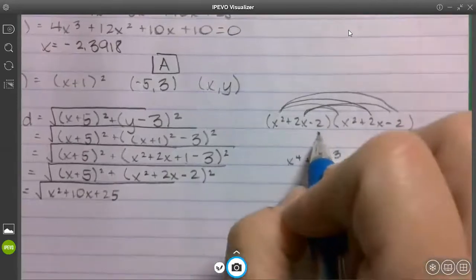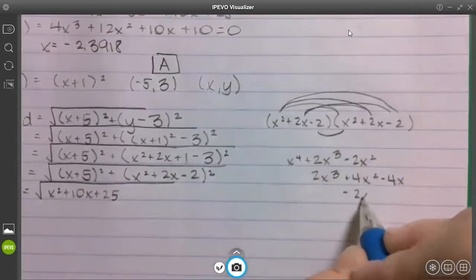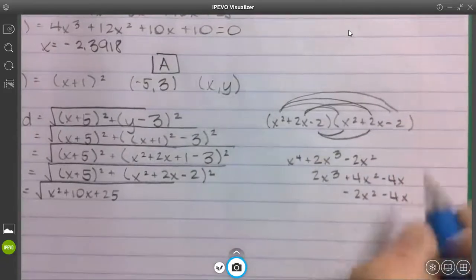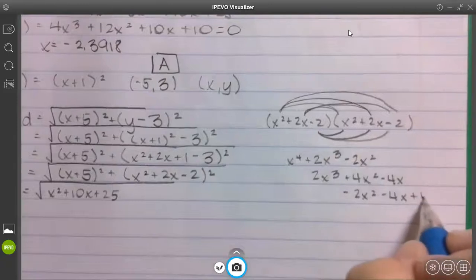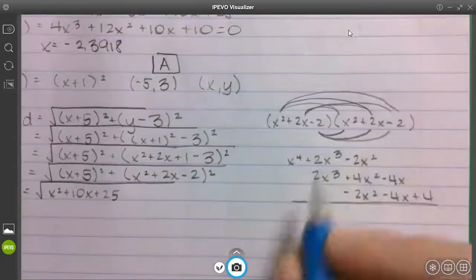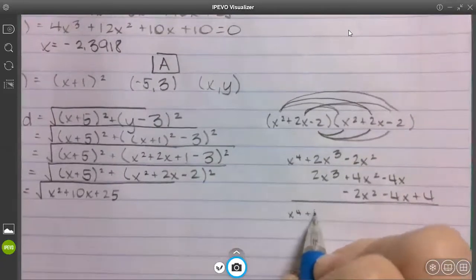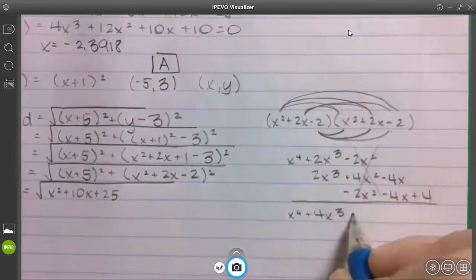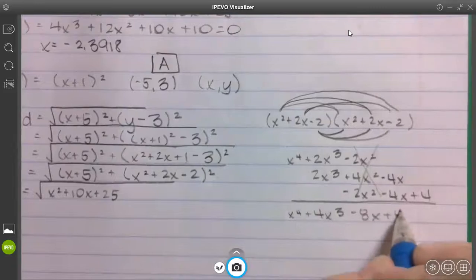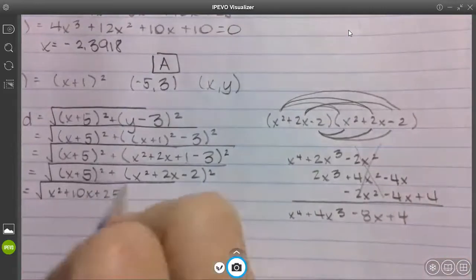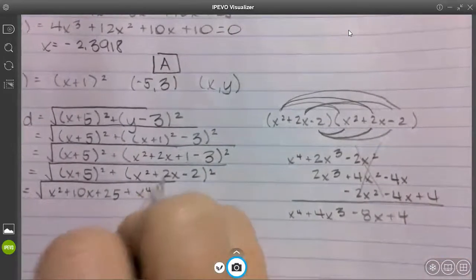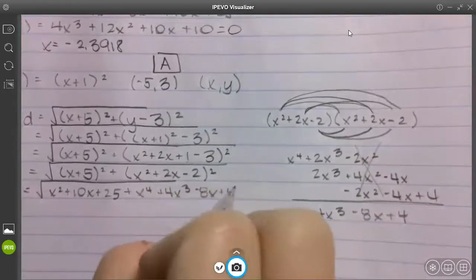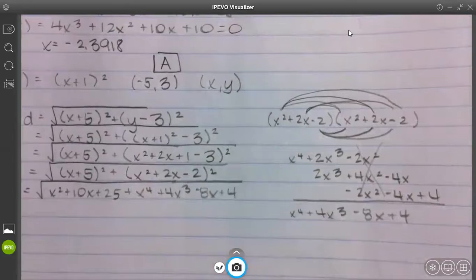Then do your last one. Negative 2 times x squared. Negative 2 times 2x. And negative 2 times negative 2 is positive 4. Add these up, you get x to the 4th plus 4x to the 3rd. These cancel each other out. Minus 8x plus 4. And that's going to go over here next to all of this. Plus x to the 4th plus 4x to the 3rd minus 8x plus 4.